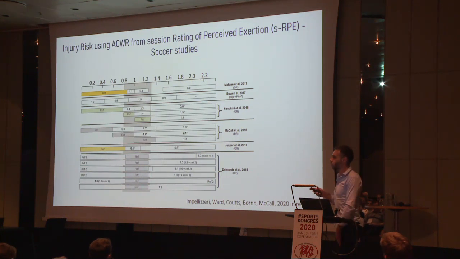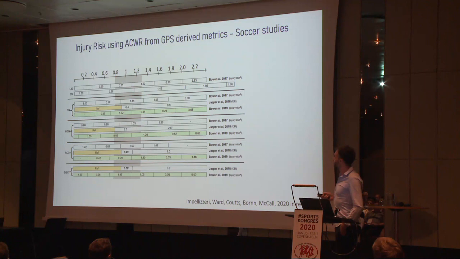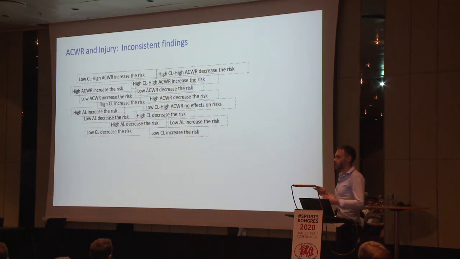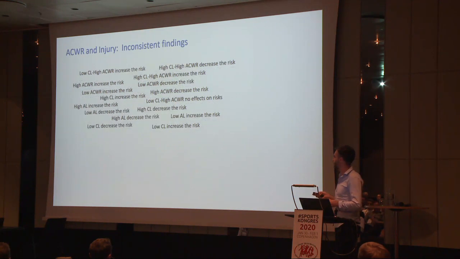These are the studies only on football, on soccer, and for RPE, session RPE. This is the GPS metrics. So the exact same thing: acute chronic ratio, sweet spot, and where injury risks and protective factors have been found. And this is an example of what it shows. So we found all of these associations with injury risk. These have been reported in the literature. A low chronic load decreases the injury risk, but a high chronic load also decreases the injury risk. A high acute chronic ratio increases the risk. A high acute chronic ratio decreases the risk.